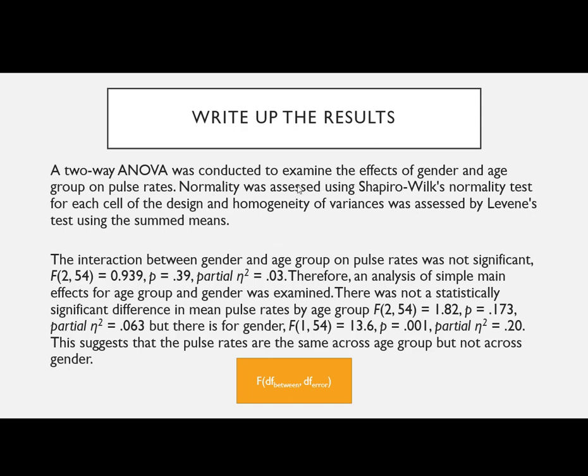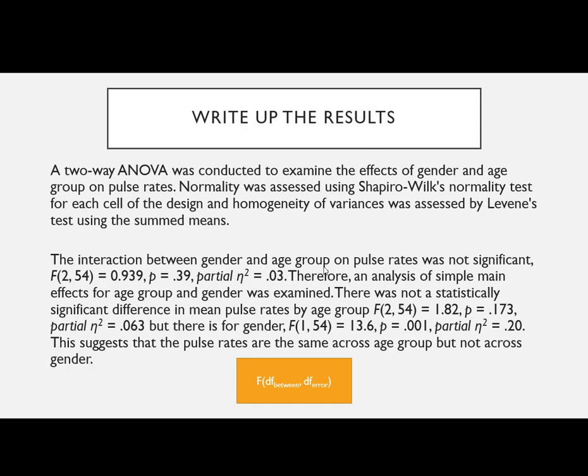So normality was assessed and established using Shapiro-Wilk normality tests for each cell of the design, and homogeneity of variances was assessed by the Levene's test using the sum means. Now remember, Levene's was significant, therefore there was not homogeneity of variances, but we found it when we looked at the sum means, which is why I put that here. Had it been not significant, I would have just said was assessed by using the Levene's test. That's it. Boom. Okay, then we go to the interaction effect.